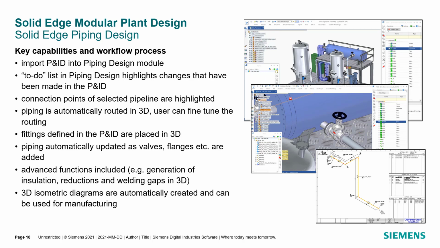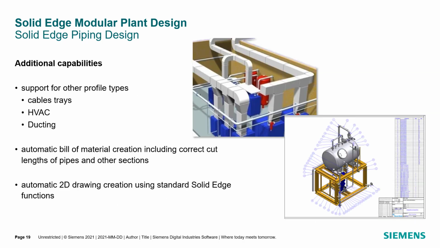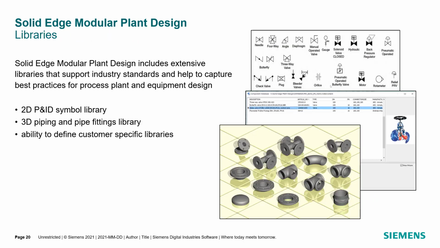Additional capability of this solution is that you can also run cable trays, ducting, heating, ventilation and air conditioning within your model. When used in conjunction with Solid Edge CAD system, you get automated 2D drawings.